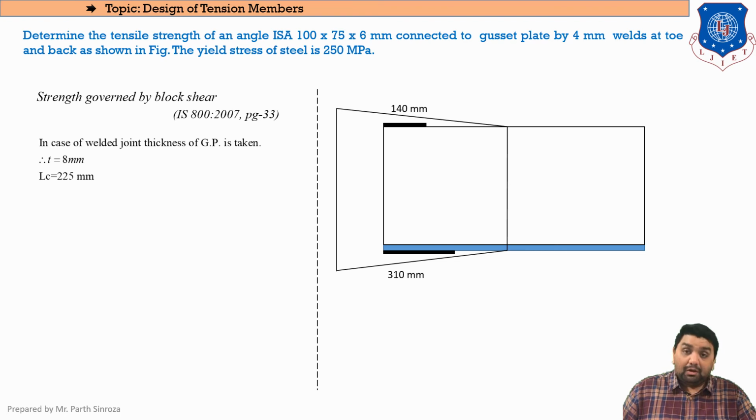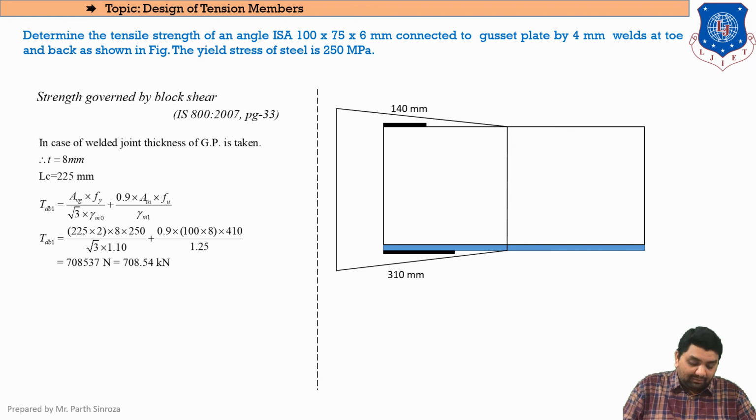So the values will be found from the toe portion. This is the plan view that we have been seeing. The toe portion, as given in the question, has a length of welded toe of 140 mm, and the length of welded heel, or you can say back, was 310 mm. As you can see here, it is mentioned. So for TDB1, the first thing we'll be finding is AVG. Again V stands for shear. AV will always be our shear line, and the shear line is always a horizontal line.